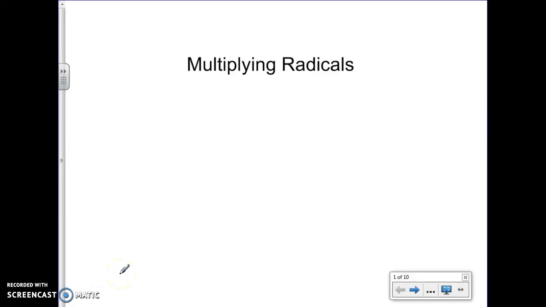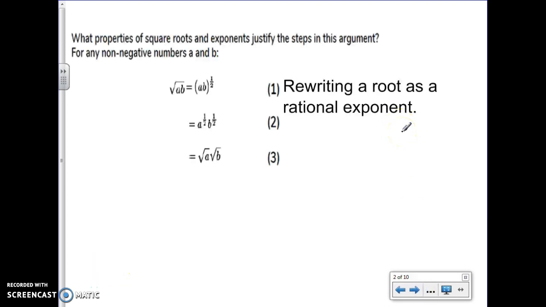Okay, guys, so right now what we're going to do is look at multiplying radicals. And just to go off your notes, we've talked about the idea of properties of square roots and exponents. What we're trying to do is show you how they're related to each other if I'm multiplying square roots.